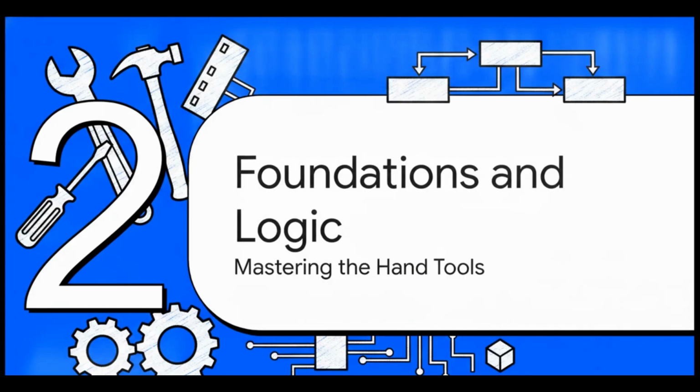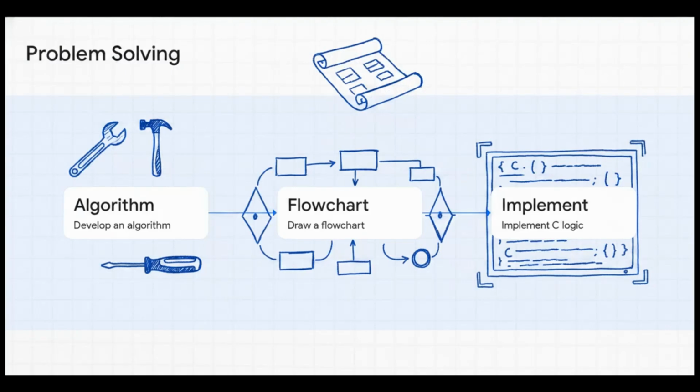Section 2. Foundations and Logic. Mastering the hand tools. So in the first 2 modules, we pick up our basic hand tools to tackle algorithmic thinking. And problem solving here always starts with 3 absolutely crucial planning steps. First, develop an algorithm. Next, draw a flowchart. And finally, implement the C logic.